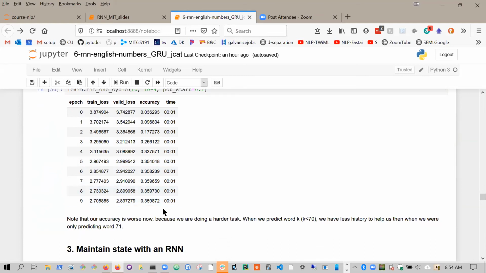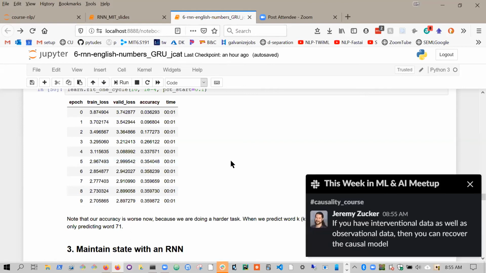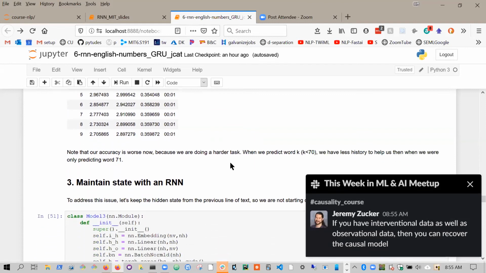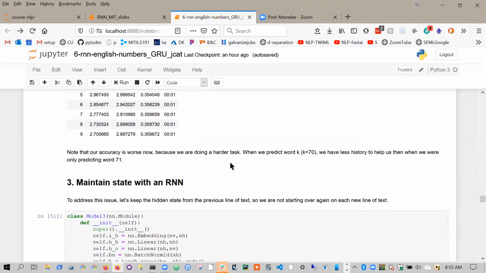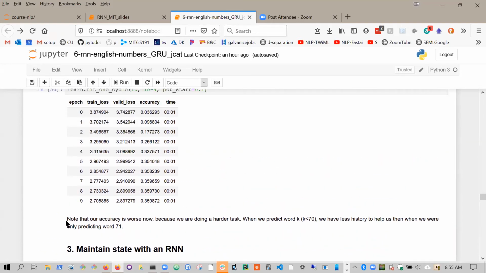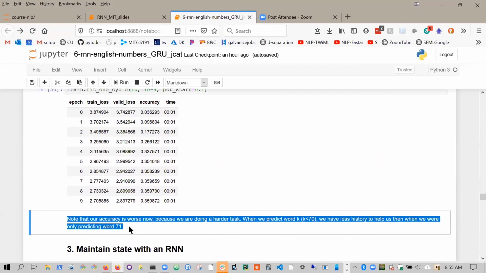And here it's because, if you're trying to predict, he's using 70, but we only have 20 really to work with. When you try to predict, let's see, we have less history to help than when we were only predicting one word. So when you predict, let's see, why is this? I've got to think more about this to understand why. But it is, Joseph, less.